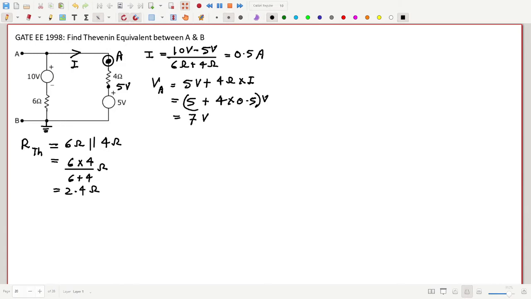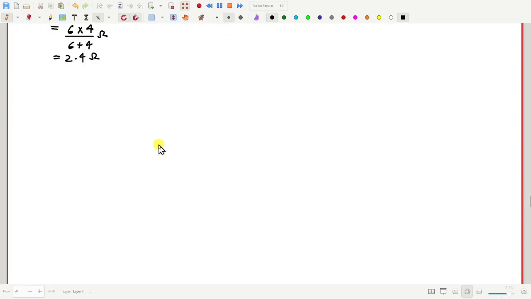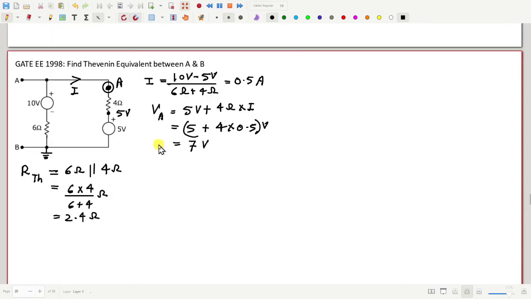Any question? I said that we can also do it by source transformation. Yeah, that's also possible. Sir, the Thevenin voltage should be 5 volt, right? No, 7 volt, because see, VA is 7, VB is 0. So how much is VAB? Basically Thevenin voltage, that is 7 minus 0, 7 volt.